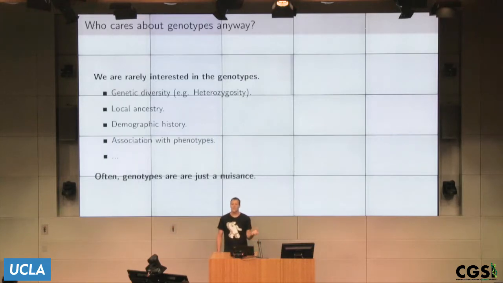However, I think we rarely care about the actual genotype. In most cases, we care about something completely different. In my example before, I'm caring about genetic diversity, like heterozygosity. Yesterday, we saw talks where people care about local ancestry or identifying parental segments. We care about demographic history. We may want to do GWAS. But in all these things, it's not the actual genotypes that matter, but more a hierarchical parameter. So for us, genotypes very often are basically a nuisance.